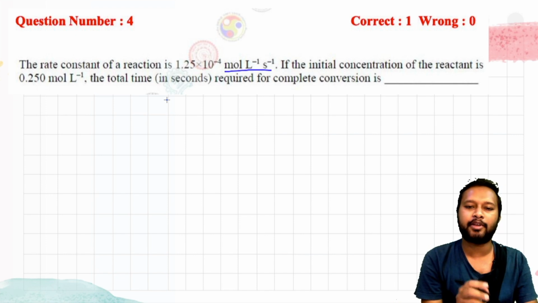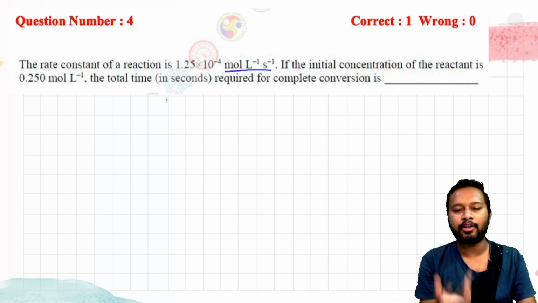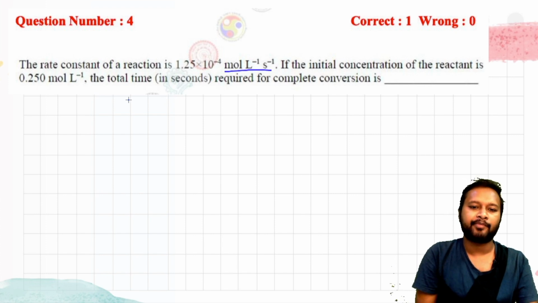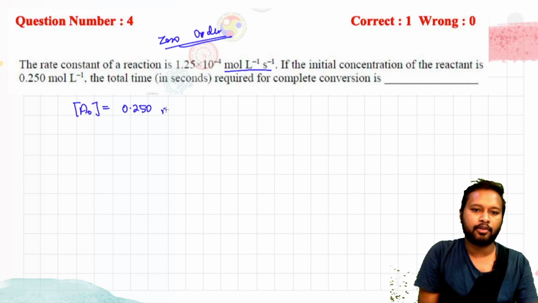Now they have not clearly mentioned which order reaction it is, but from the unit of the rate constant we can simply understand. So this is basically a zero order reaction. So for zero order reaction, you know that the initial concentration is given to you as 0.250 moles per liter, and you have your rate constant as 1.25 into 10 to the power minus 4 moles per liter per second.